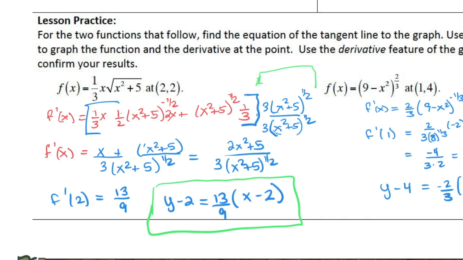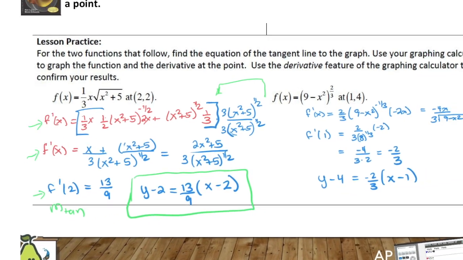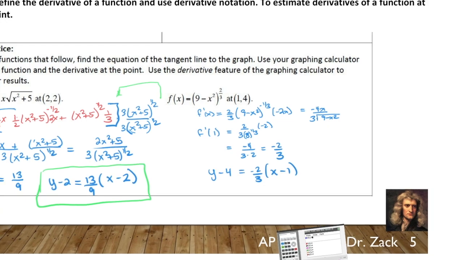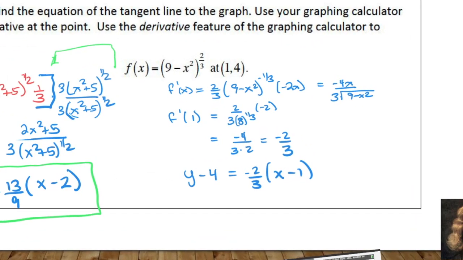Notice all the notation. I'm finding a derivative, and then I've substituted the 2 into the derivative so that I now know the slope of your tangent line at one particular point. The second question is done in a very similar fashion. And take a look at the answers here.